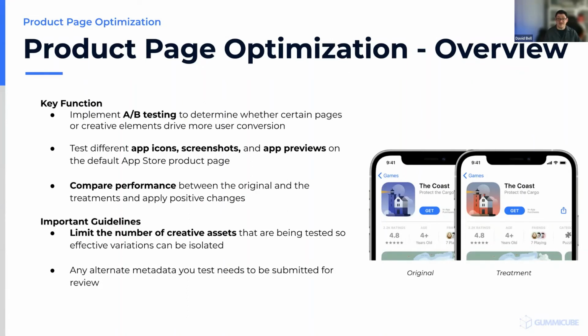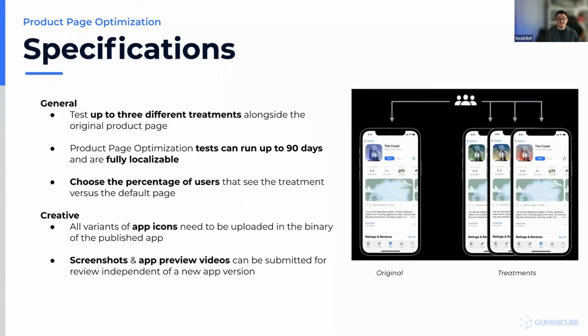Now, number one, product page optimization is an awesome feature that Apple's rolling out. You'll be able to have A/B testing on the actual product page, test different icons, screenshots, and app previews, and compare performance between versions. Now, of course, there are some important guidelines to consider, limiting the number of creative assets that you're going to test so you can effectively measure different variants, and make sure that you remember alternate metadata still needs to be submitted for review. That's not something where we believe you're going to be able to do on-the-fly testing.